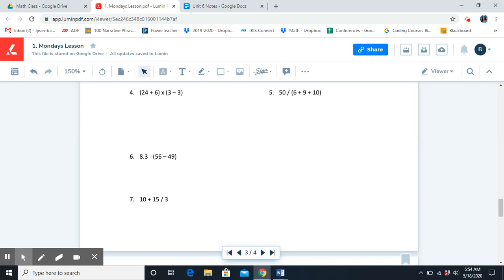Number 4, we have 24 plus 6 in parentheses multiplied by 3 minus 3 in parentheses. Is this considered an expression or an equation? And why? That's right, it's an expression, and we know that because there are no equal signs.